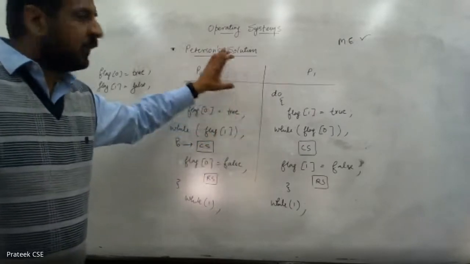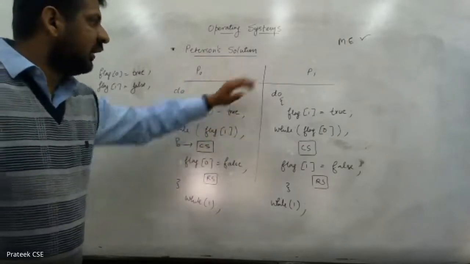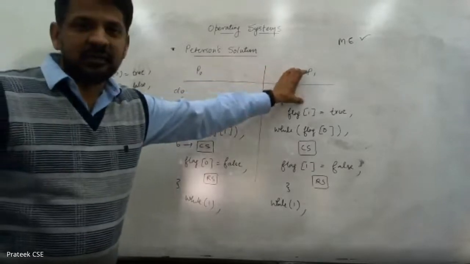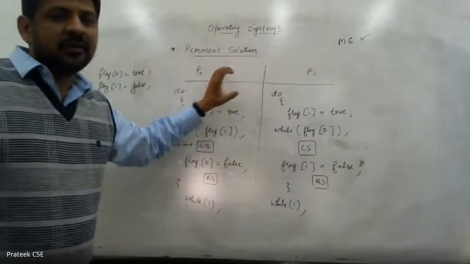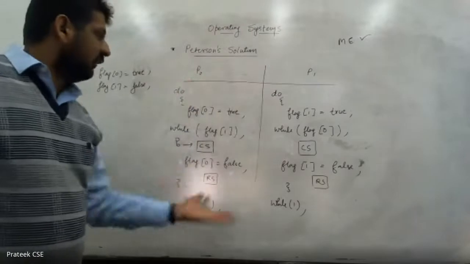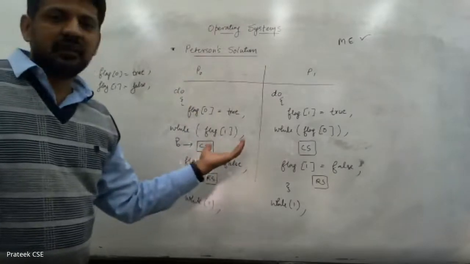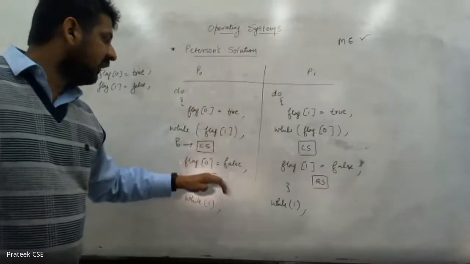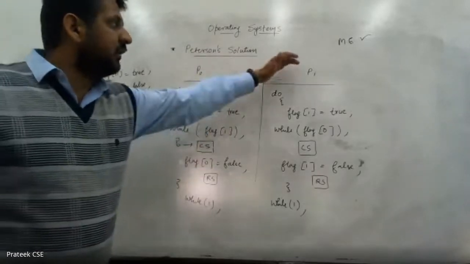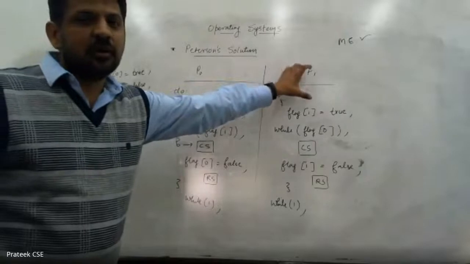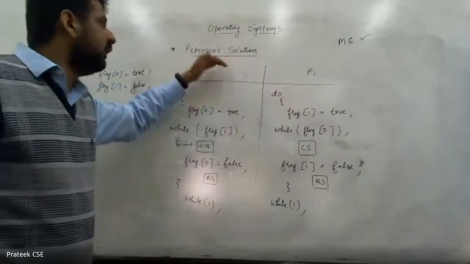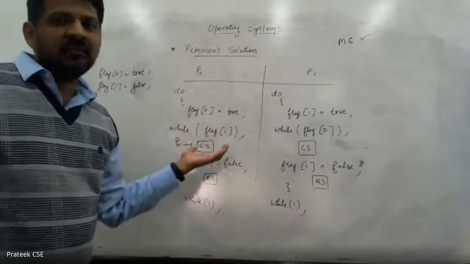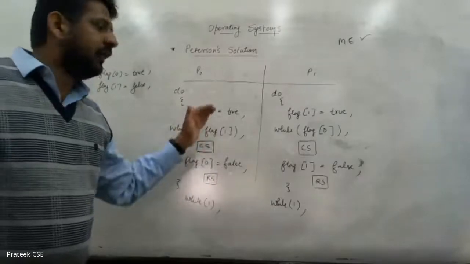Algorithm 1 में P0 एंटर किया, एग्जिट किया, उसके बाद अगर P1 इंटरेस्टेड नहीं था तो P0 एंटर नहीं कर पा रहा था. But in this particular code using this flag array, first of all P0 enters the critical section, it exits the critical section. After that, even if P1 is not interested to enter its critical section, P0 can again enter as many times as it wants to enter the critical section.